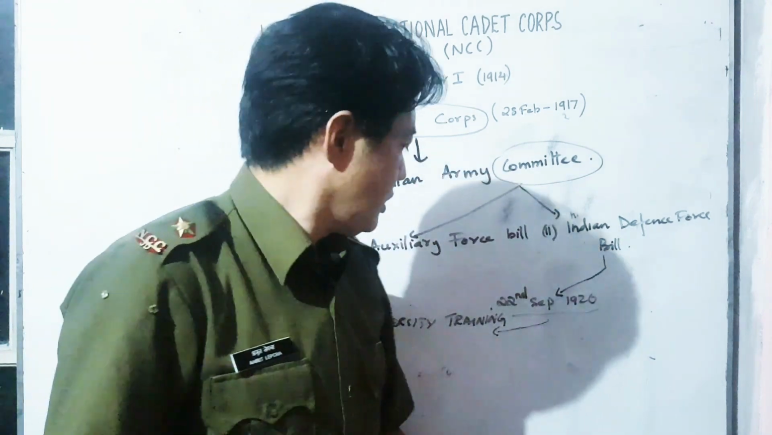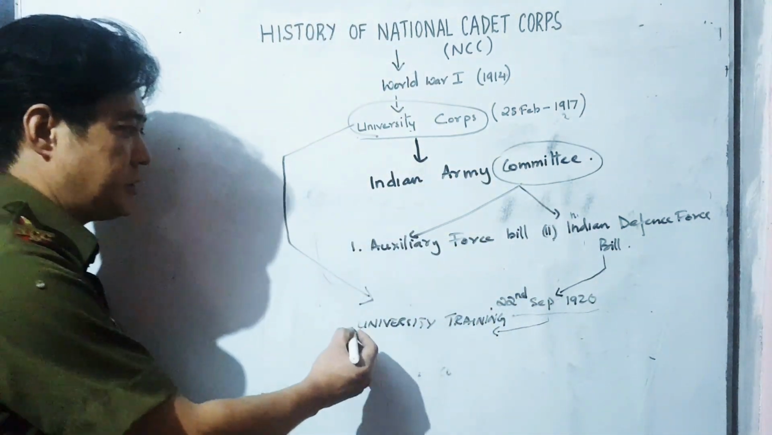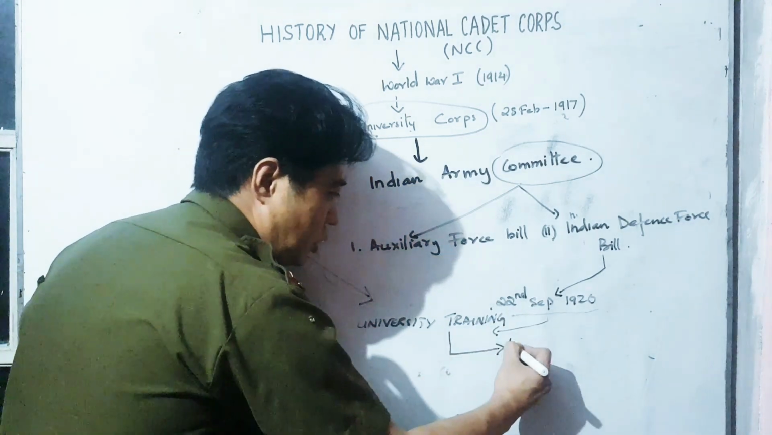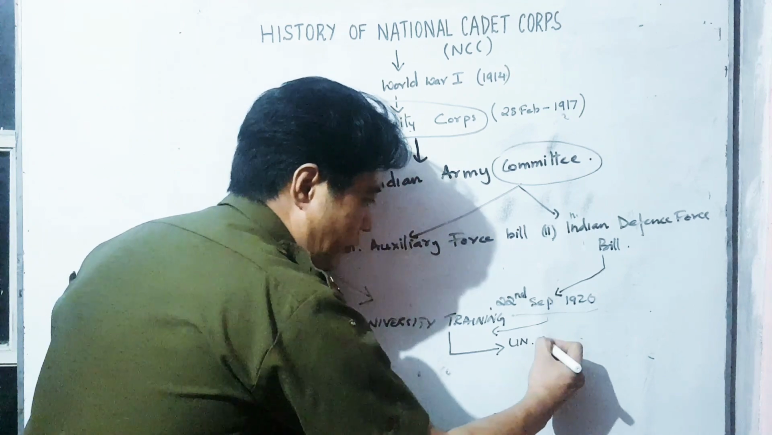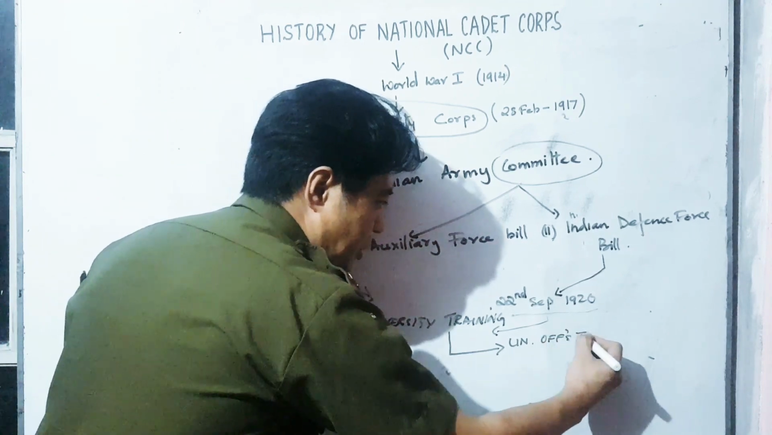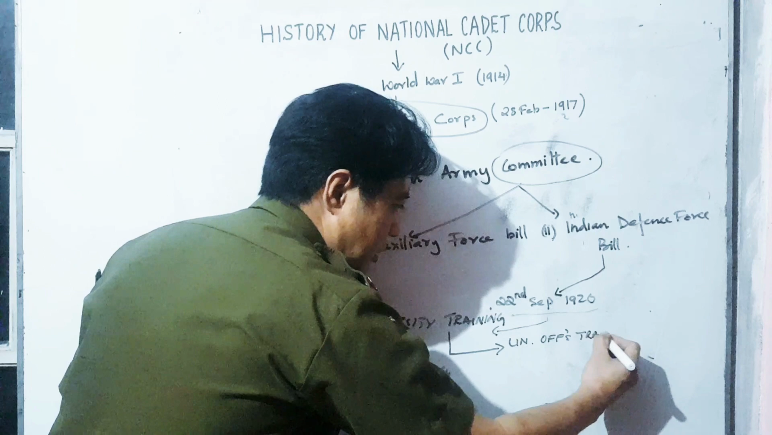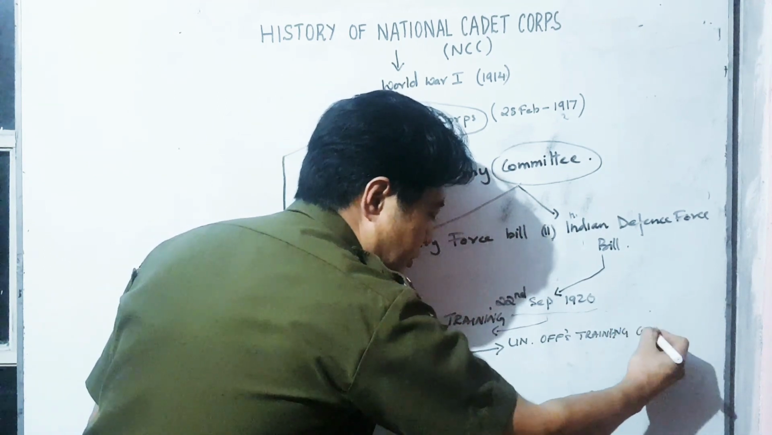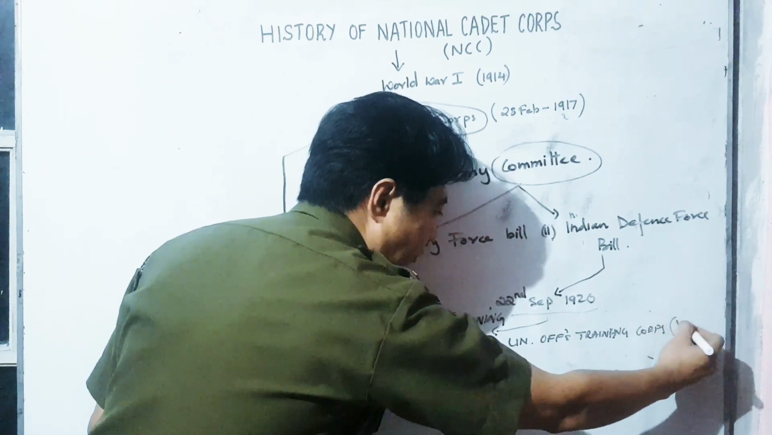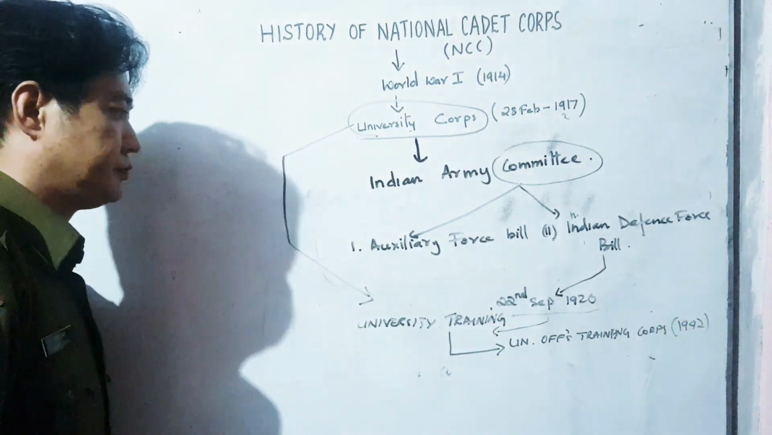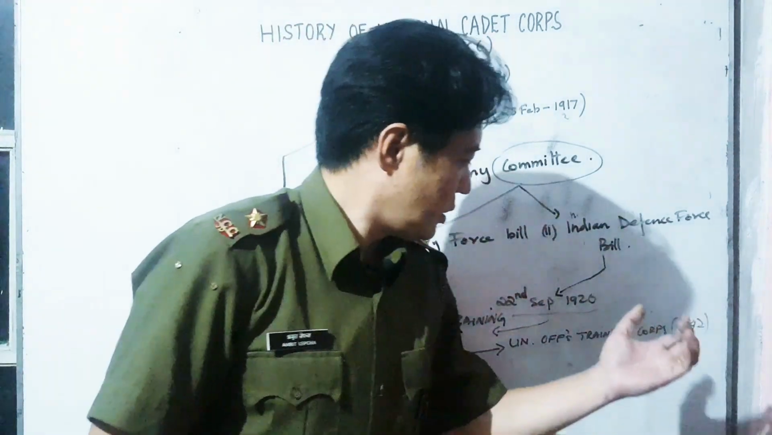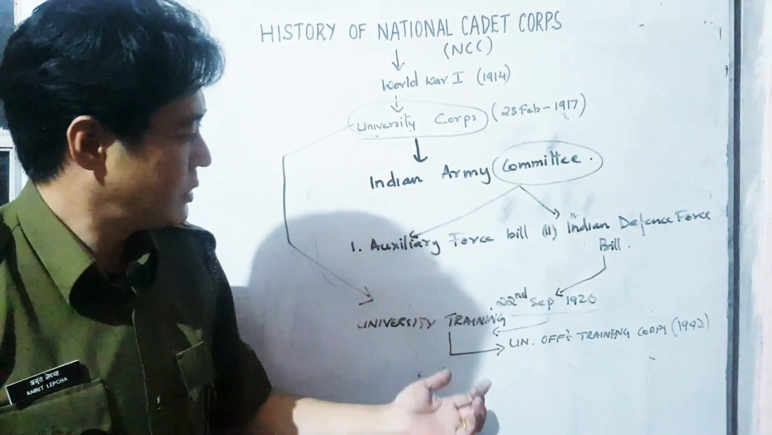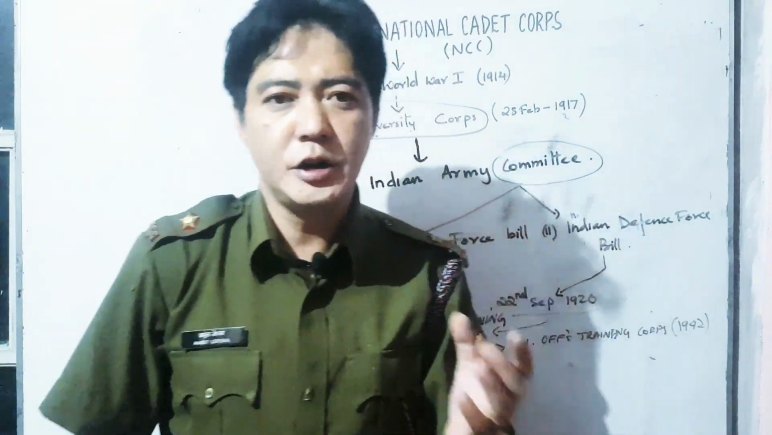Finally, University Training Corps was renamed as University Officers Training Corps in 1942.